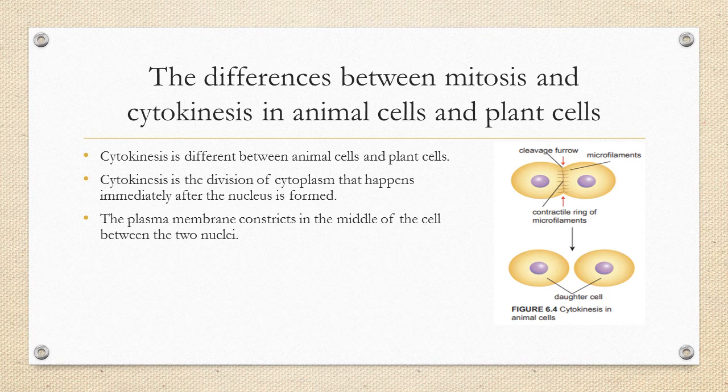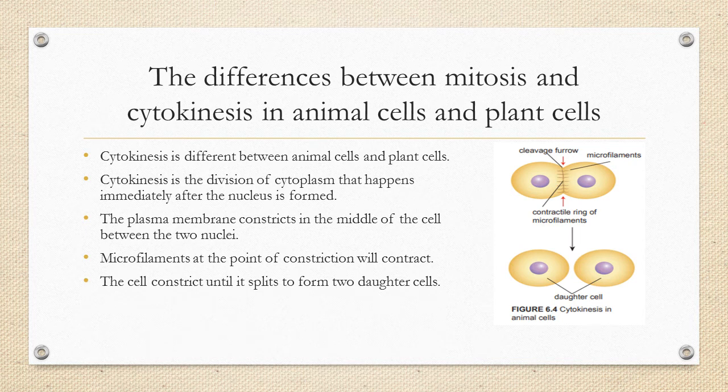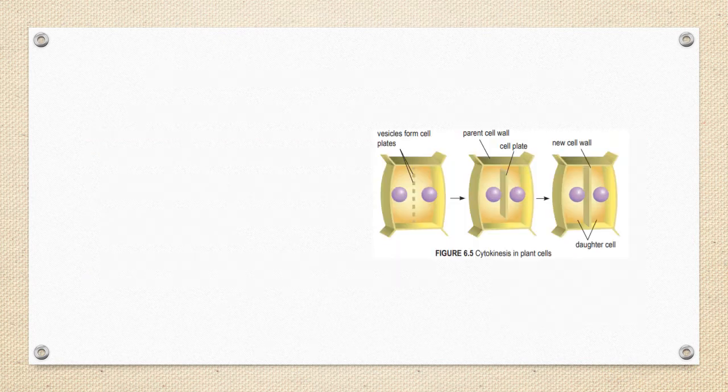The plasma membrane constricts in the middle of the cell between the two nuclei. Microfilaments, you can see in the diagram, right? The microfilaments at the point of constriction will contract, so it will cause the split. The cell membrane will be split to form two daughter cells. Then you get two identical daughter cells.